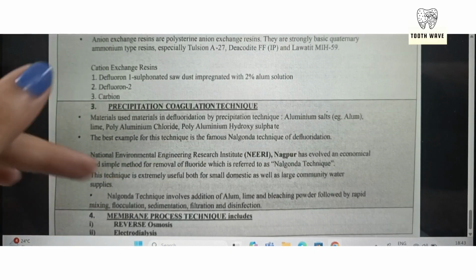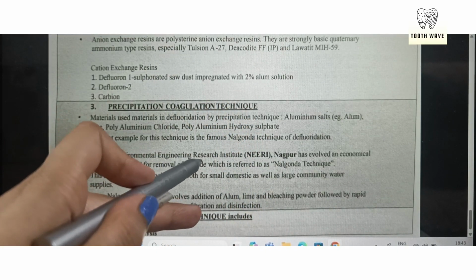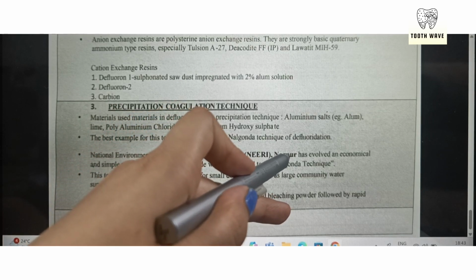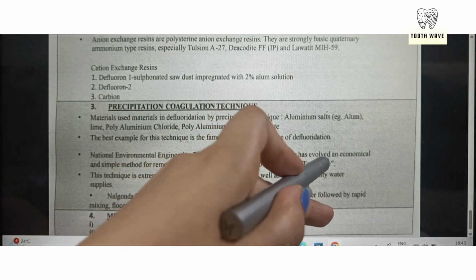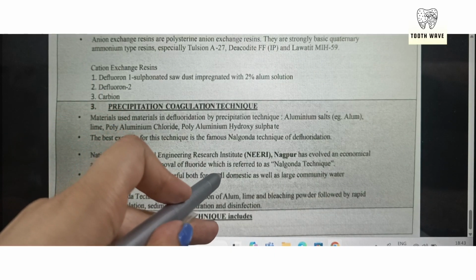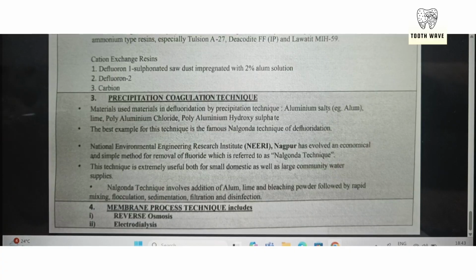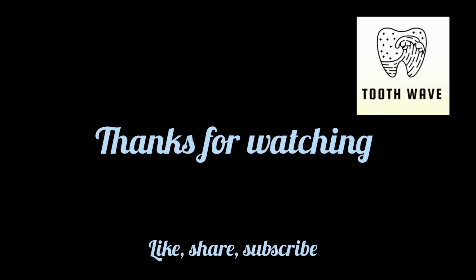And also do remember this NEERI program. It is the National Environmental Engineering Research Institute in Nagpur, which has evolved an economical and simple method of removal of fluoride, which is referred to as the Nalgonda technique. Nalgonda technique, do remember, it's very important, guys. Then there is the membrane process technique. What does it include? Reverse osmosis, electrodialysis. So here we have finished the topic fluorosis. Now you can go and solve your dental pulse of the topic fluorosis.